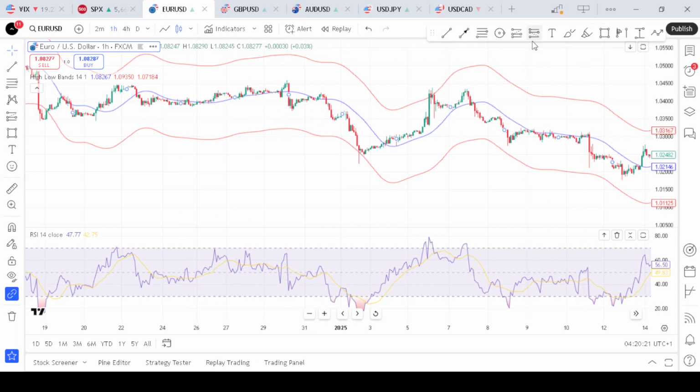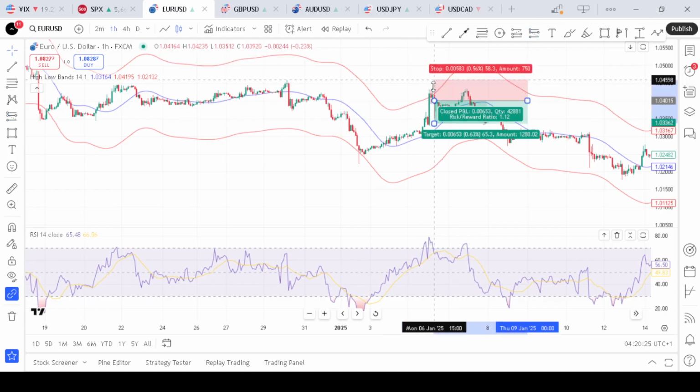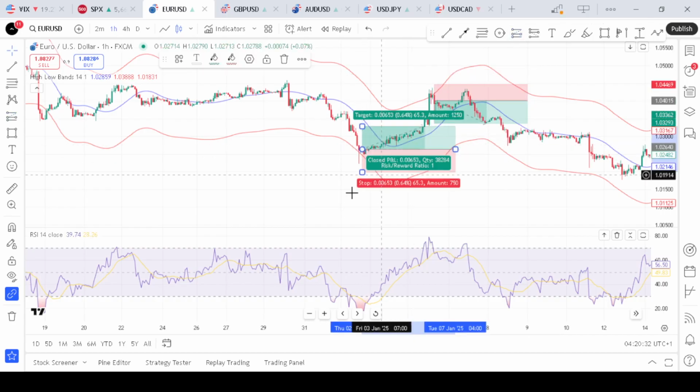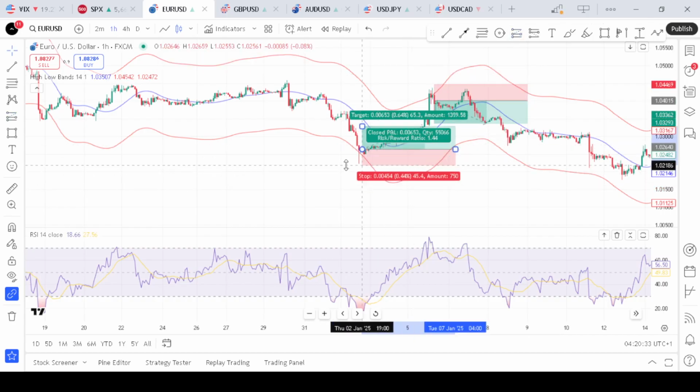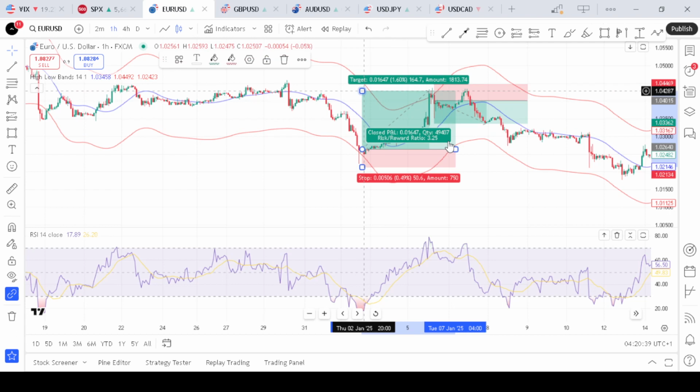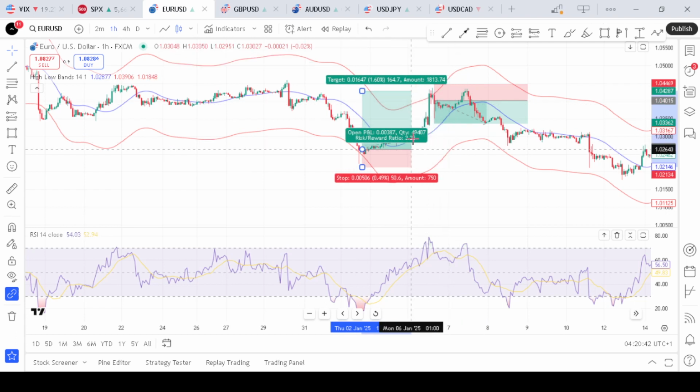So if I'm to enter a short position at the upper band, my stop loss would always be above my upper band. If I'm to enter a long position at the lower band, my stop loss must always be below the lower band. This is basically how you set your stop loss.